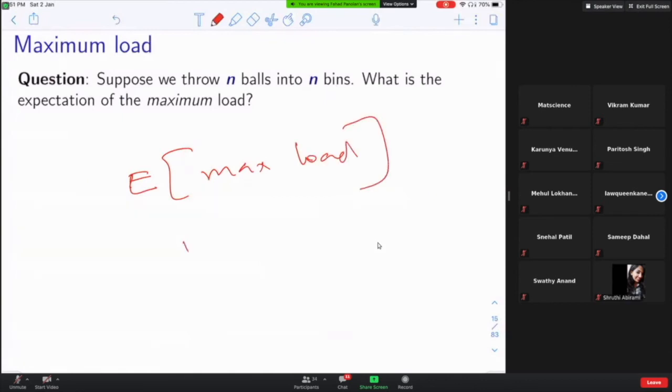I cannot write this as a maximum of expected load. This I cannot write. I can have linearity of expectation, but this is not possible to write. So we'll see a proof. It is not one. It is something like log n divided by log log n.